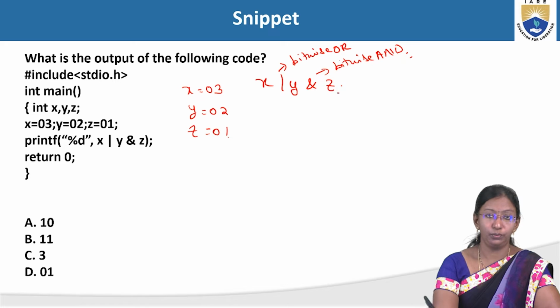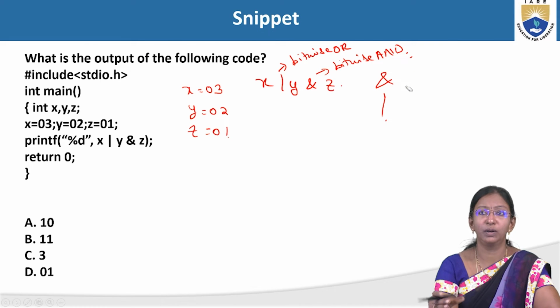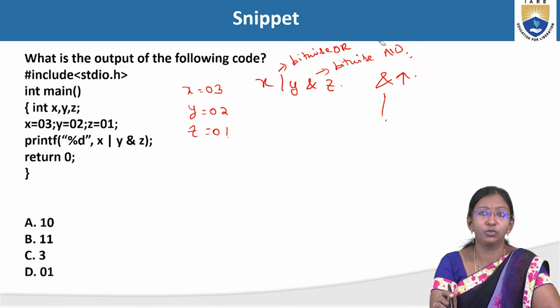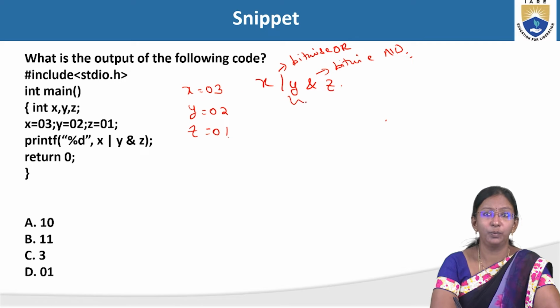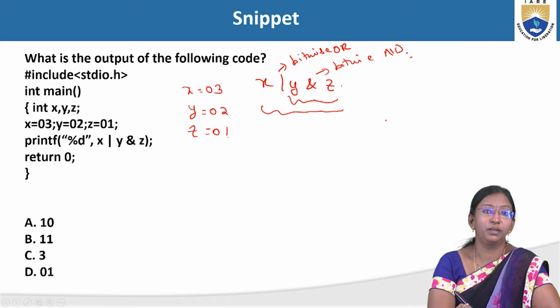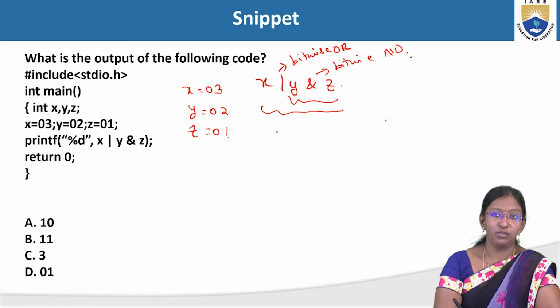So out of these two, AND gets higher priority, then comes OR. This gets higher priority when compared to OR. So first, y and z will be calculated. The resultant will be operated with the bitwise OR operation with x. Okay, coming to z, what is the value of y?